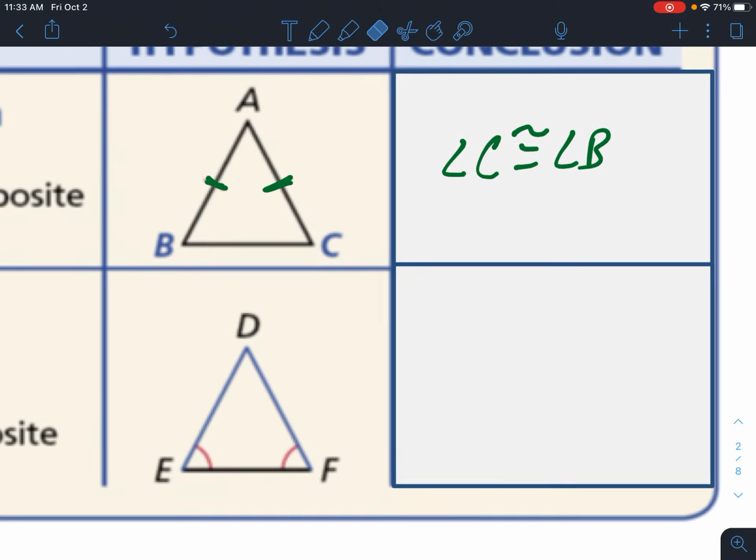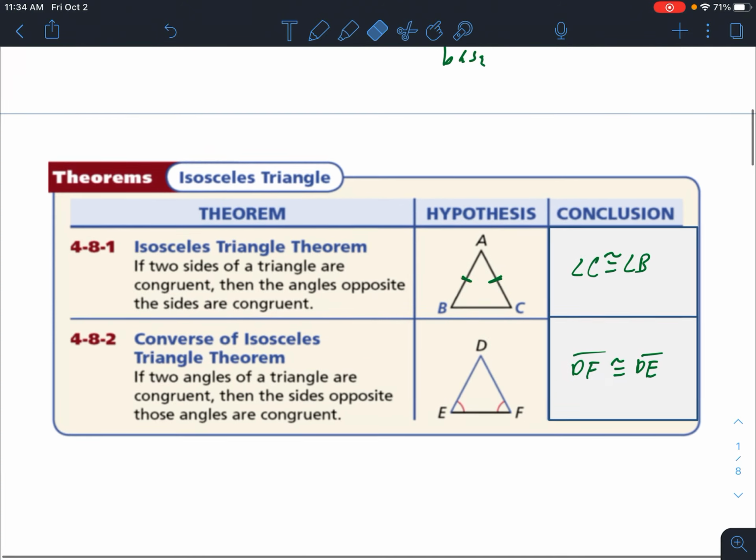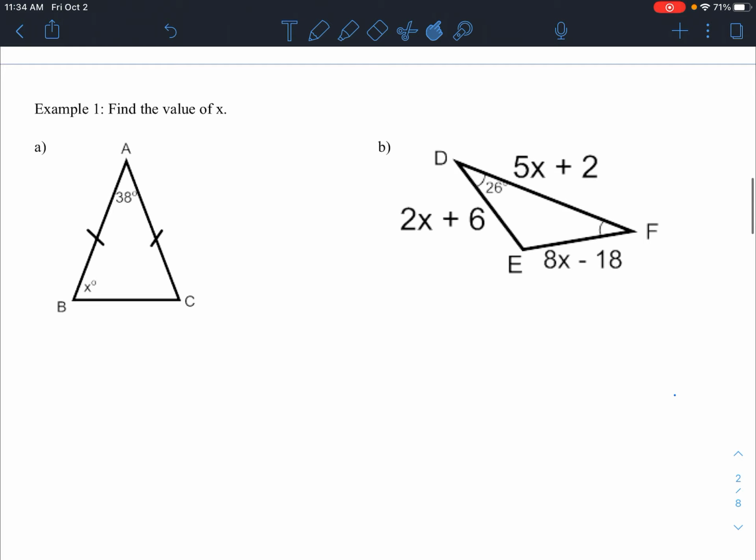And the opposite of that is also true. If two angles are congruent, then the sides across from them are also congruent. So side DF is congruent to side DE. So we basically call these if sides then angles, or if angles then sides. That's what we call these theorems. So let's take a look at a couple.